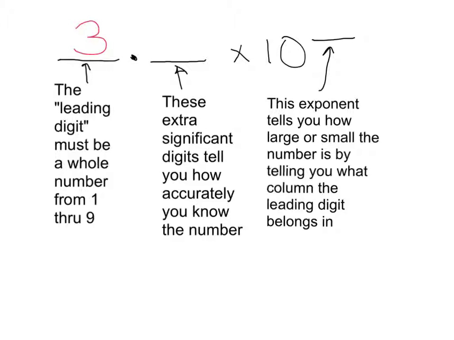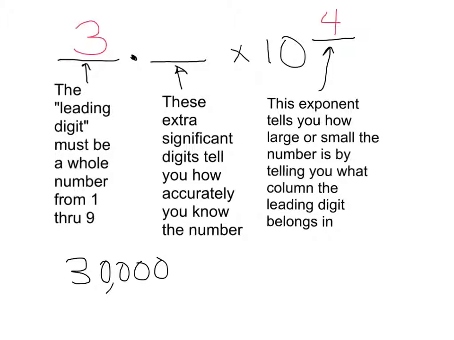So if we write 3 times 10 to the 4th, what we have then is the number 3 followed by 4 zeros. In other words, the 10 to the 4th tells us that our 3 is in the 10,000s column. So this is the number 30,000.